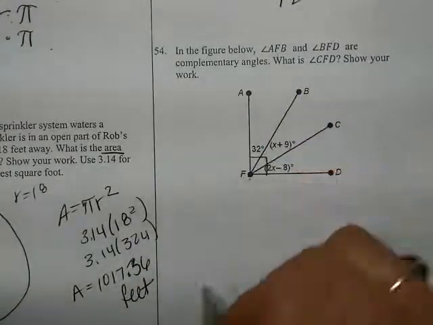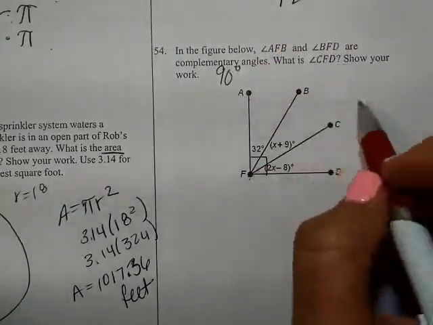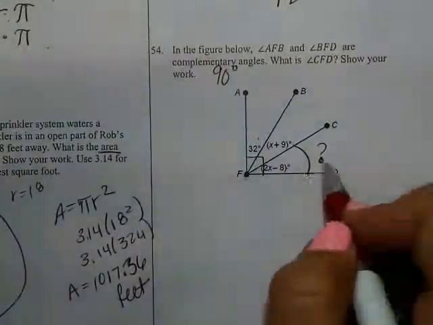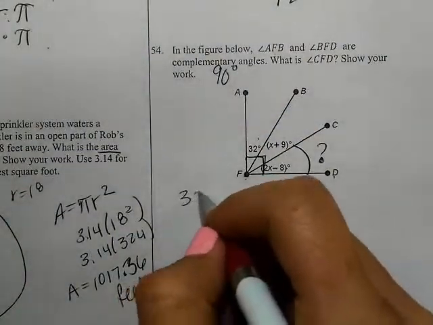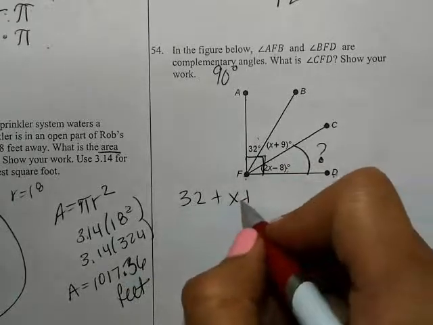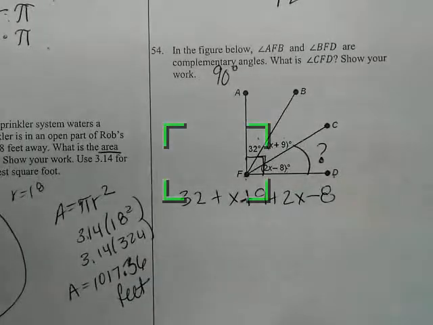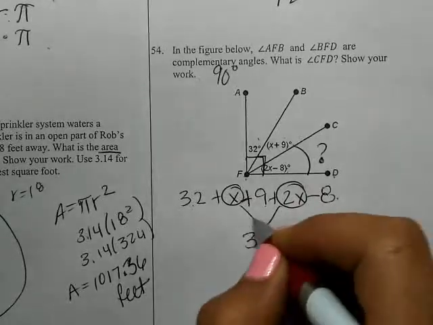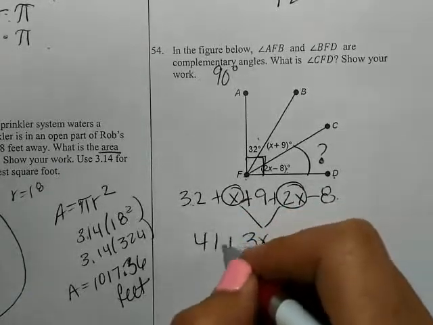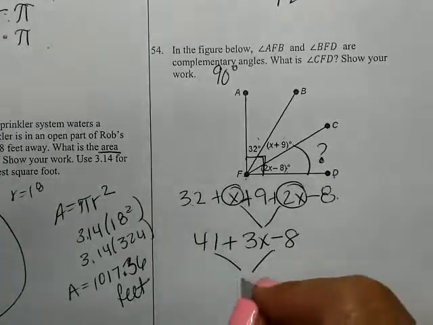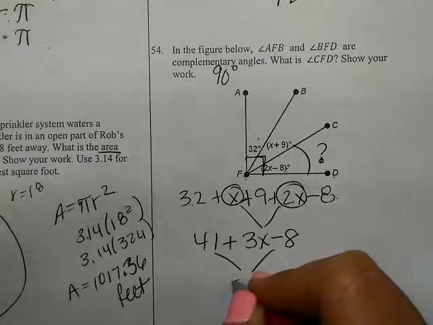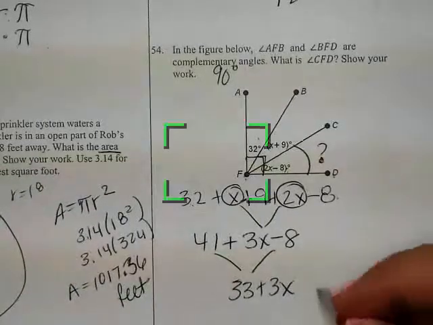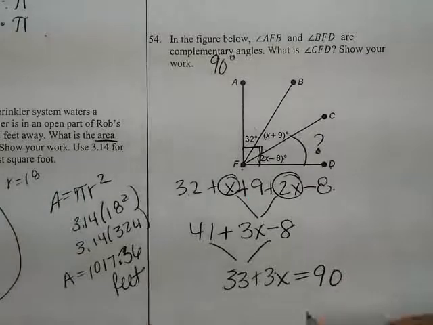Okay. In the figure below, the angles are complementary angles. So all three of these add up to 90 degrees. What is the measure of CFD? This is the major one that's missing. Since all three of these angles add up to 90 degrees, because they're complementary, set yourself up a formula by adding all the angle measures. So I have 32, combine my like terms, x and x makes this 3x. 32 and 9 is 41 minus 8. 41 minus 8 is 33. Check. 41 minus 8 is 33 plus 3x is equal to 90.